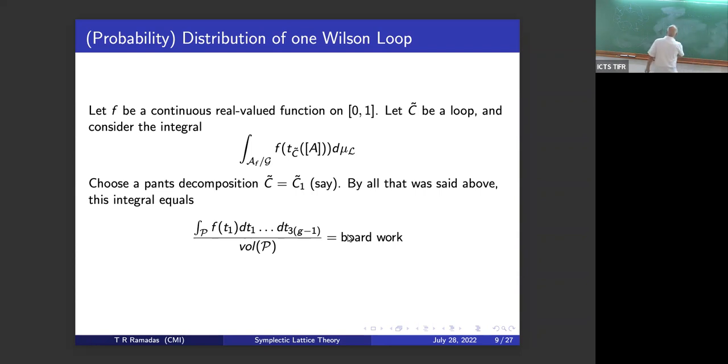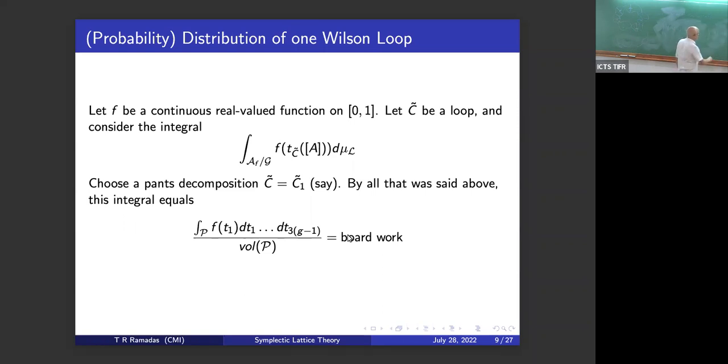So we can assume that we take C tilde, which is just one loop, and add more loops. So you get 3g minus 3 loops. And we will assume that this is actually C tilde 1 in that large collection. So then this will be f of essentially T1 over the polytope.